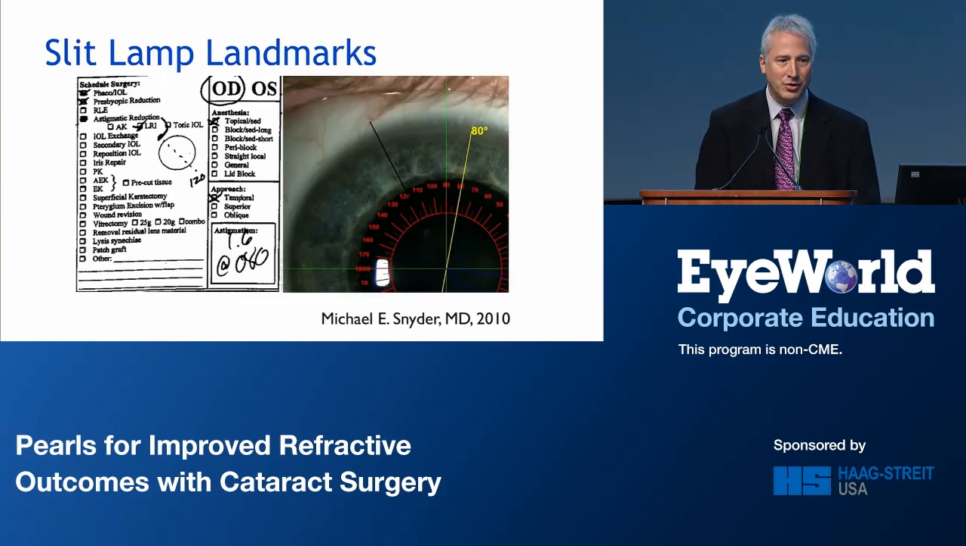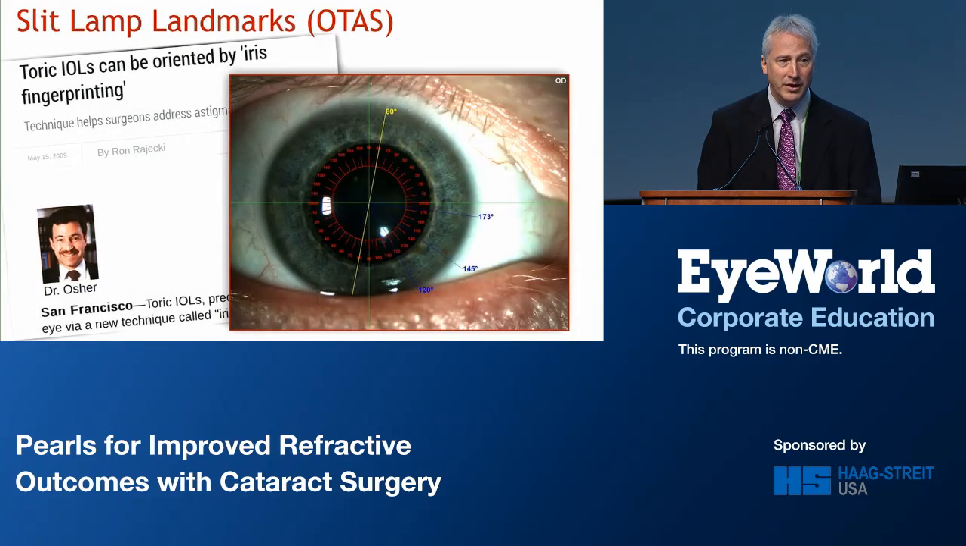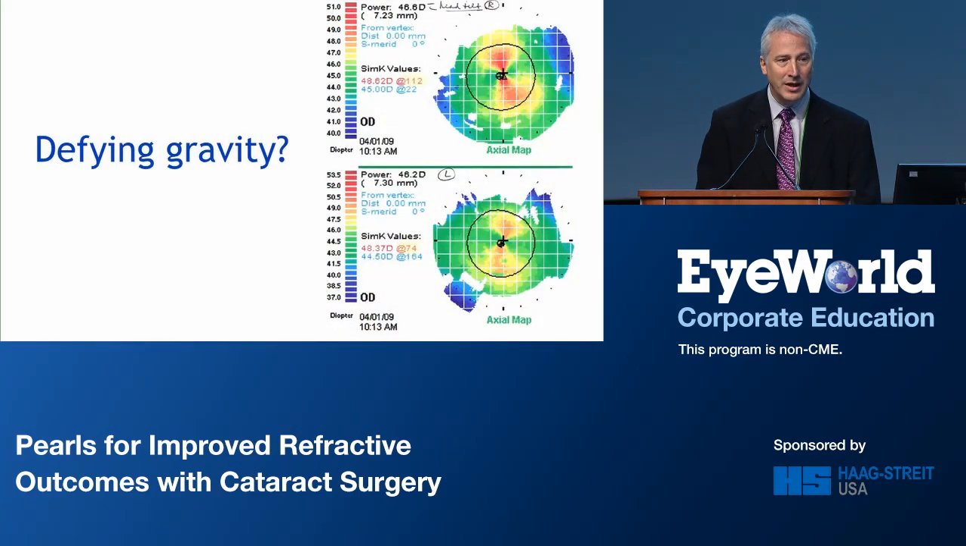And then Bob Osher created a system where we're actually able to pick those out with photography, with the Osher toric alignment system that Haag-Streit supported, and that was back in, I think, 2009, so we're almost 10 years out from that. But there's a couple important things we need to think about. It's defying gravity.